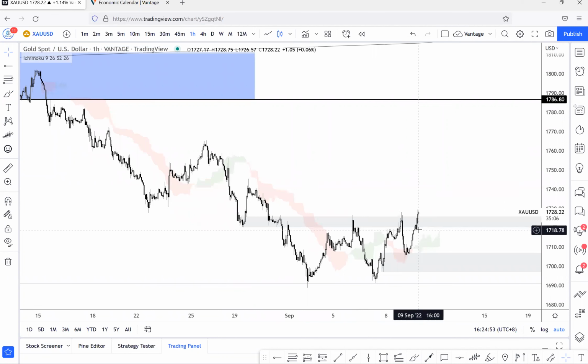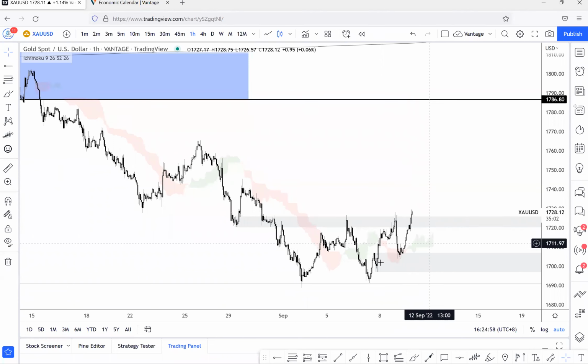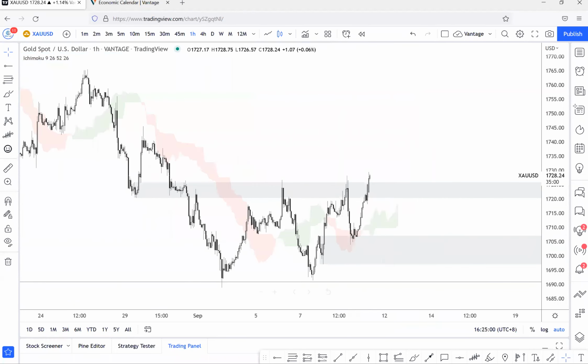I think we could see a further push up, but where it is currently, there aren't any nice entries at the moment. The support area that I have over here is still this region. It's the same region that we have over here. So this is at around the 1707 area. So this is currently what we have.